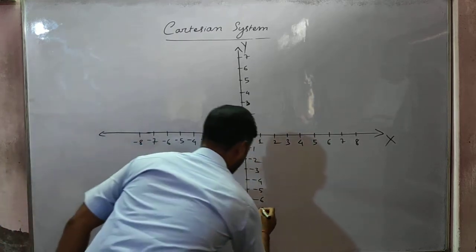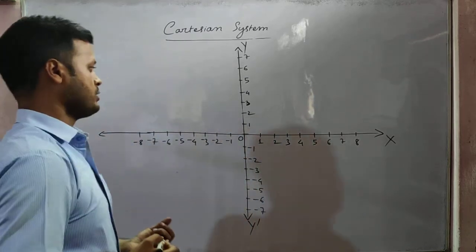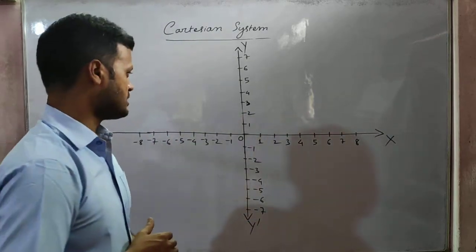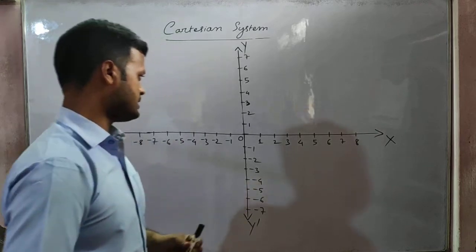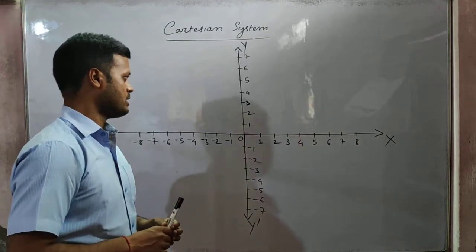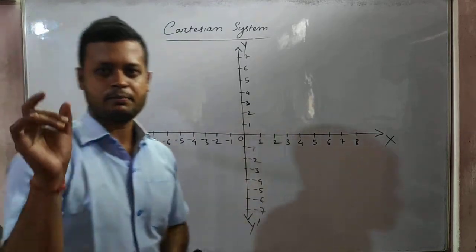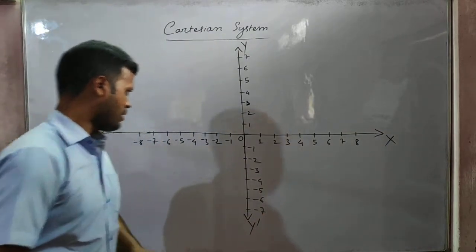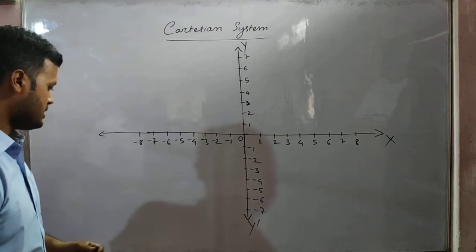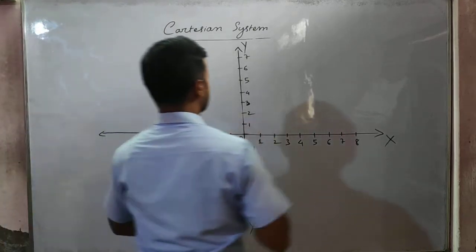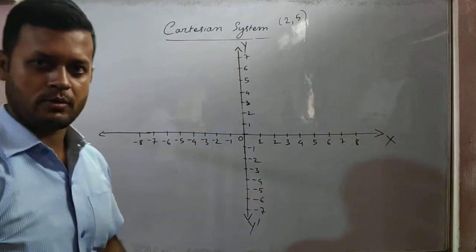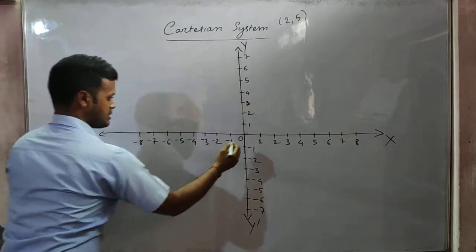Okay. So now, students, if you want to locate a point, suppose one point is given to you, that is, suppose (2,5) is given to you. So how will you locate the (2,5) point? You are asked to locate (2,5). Okay. So let us locate.